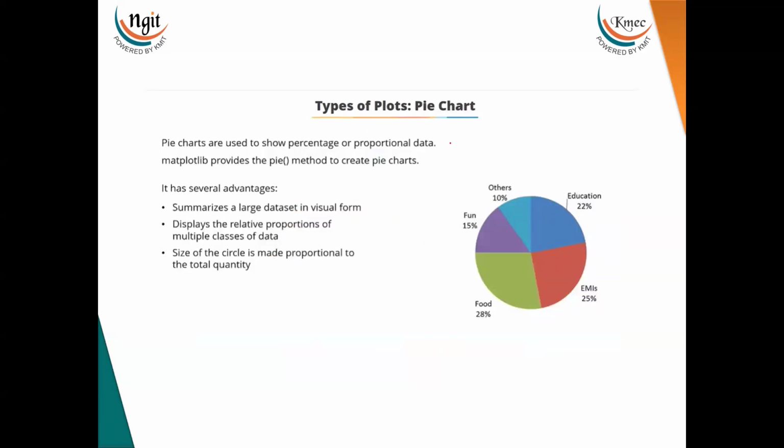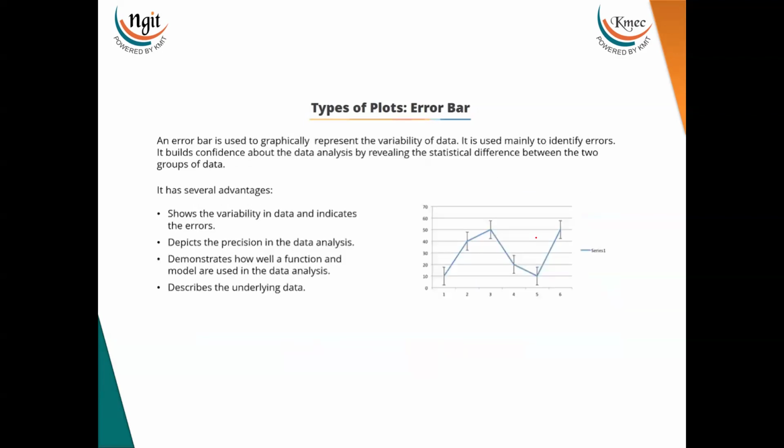Next one is pie chart. Pie charts are used to show the percentage of proportional data, and this is the representation of a pie chart. It summarizes a large data set in visual form and displays the relative proportions of multiple classes, and the size of the circle is made proportional to the total quantity. So if you see this circle, it gives exactly the quantity of each size.